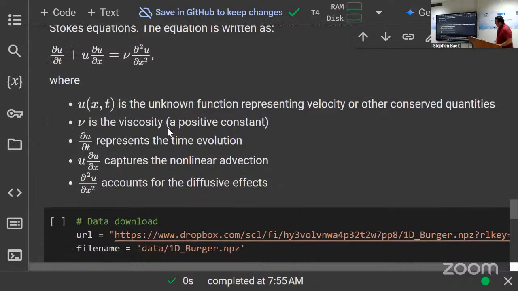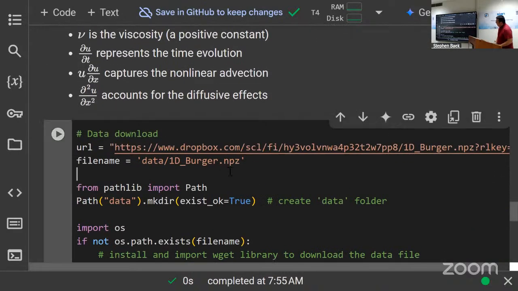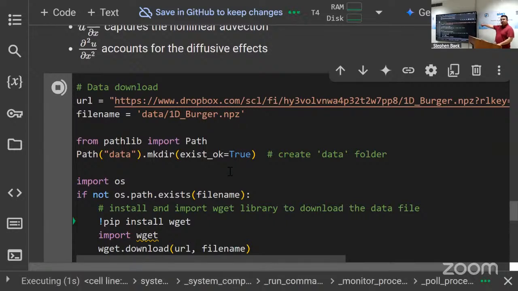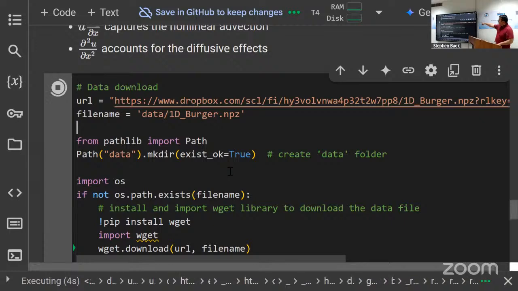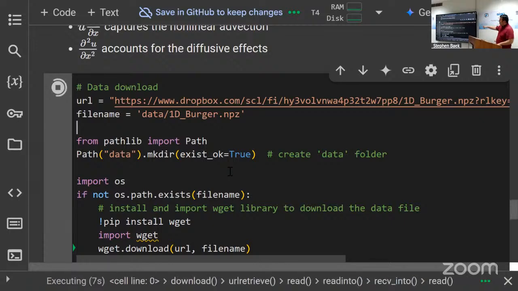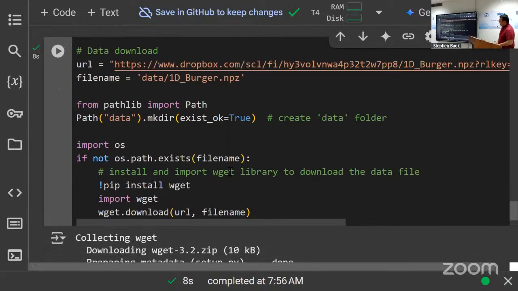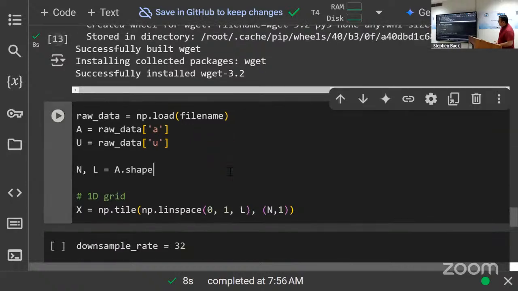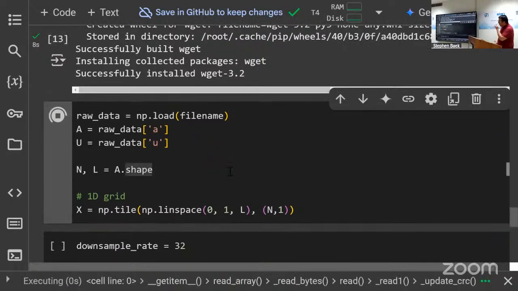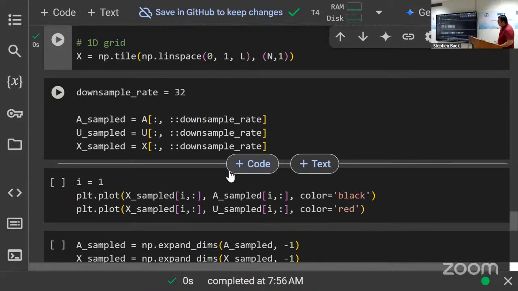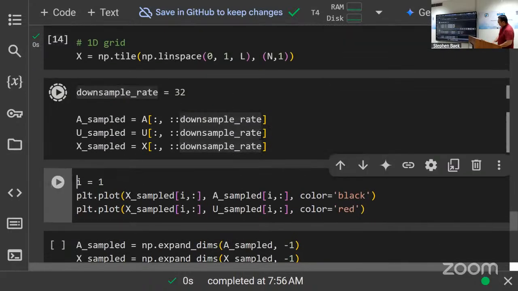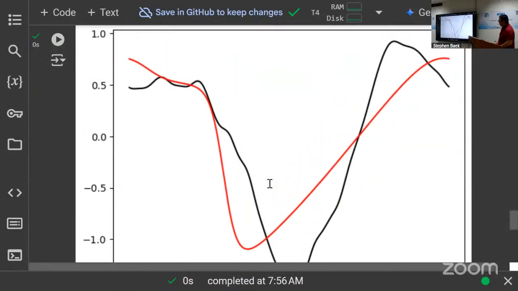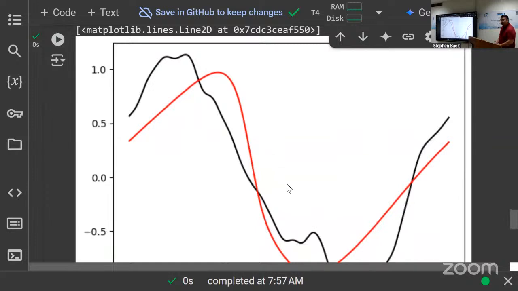So that is the physical process that we're interested in. Now I have a pre-generated set of numerical simulations. So we have 1D Burgers equation simulation with a varying number of cases. So here, for example, here's the plot. Actually, the output red is a little different.